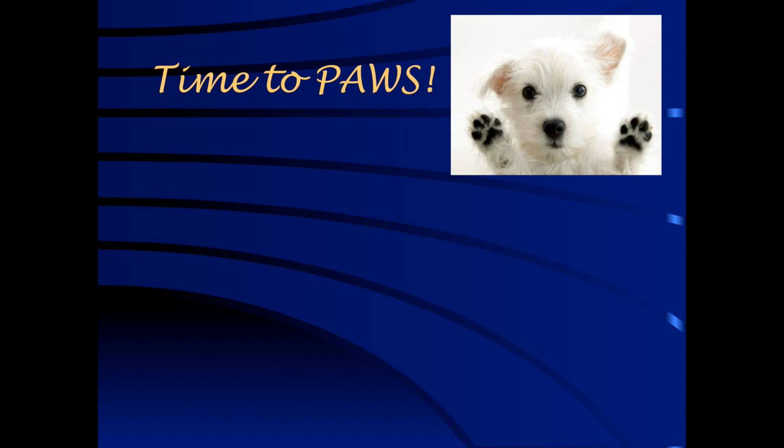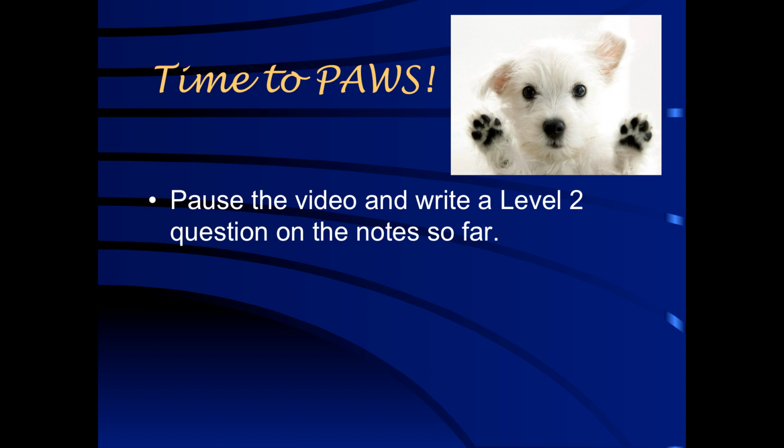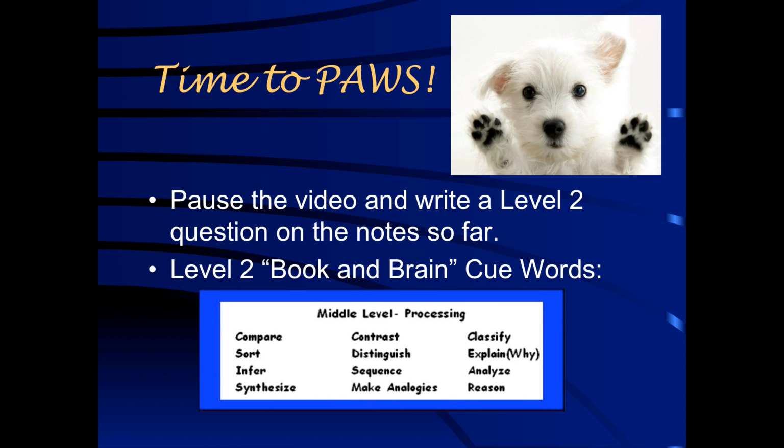Okay, so that was a lot of information. So go ahead and take a few moments, pause, and please write a level 2 question on the notes we've taken so far. Remember, level 2 are things like book and brain. So there's something in the notes to give you a hint, but then your brain has to fill in the rest of the information. So a level 2 question, go ahead and pause.